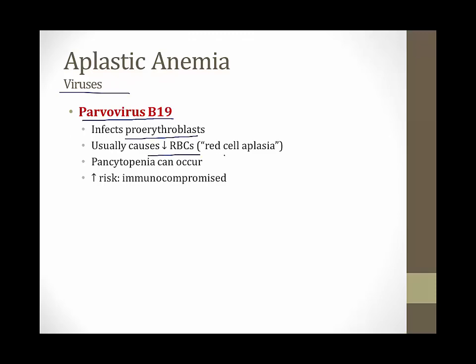This is sometimes referred to as red cell aplasia. However, in some cases the virus can also damage the other cell lines and cause pancytopenia, and this is more likely to occur among patients who are immunocompromised. They have decreased defenses against the virus, and thus it's able to cause a more severe infection and lower not only the red cell count but also the white cell count and the platelets.